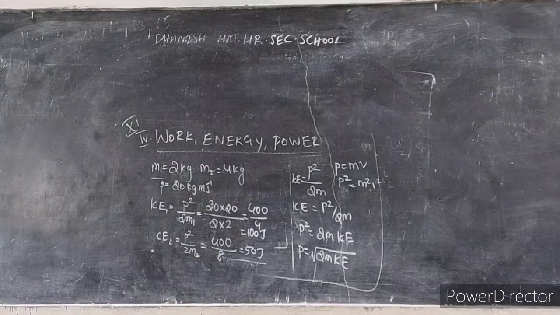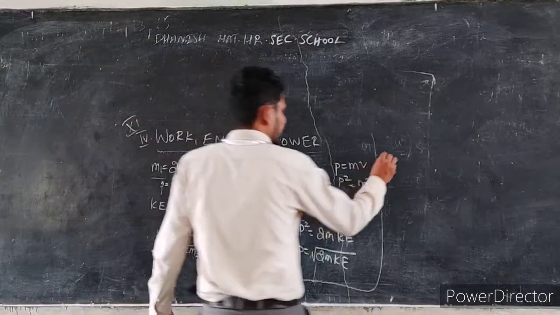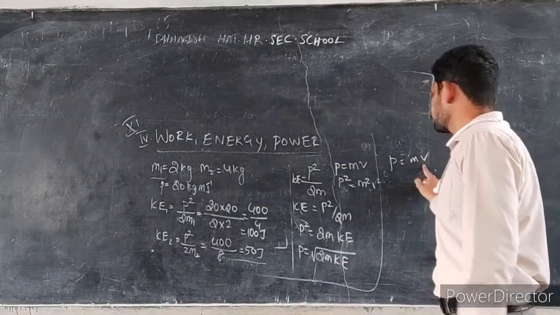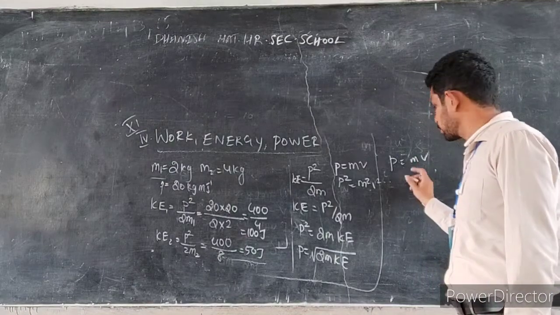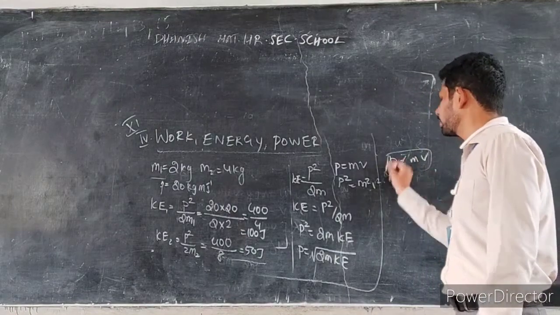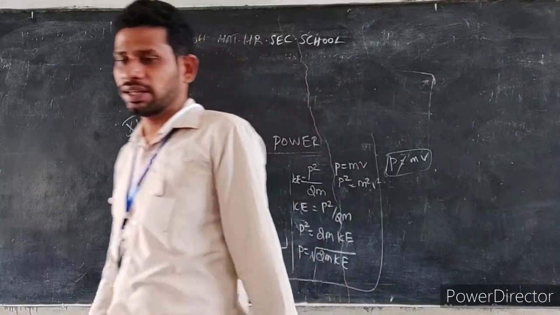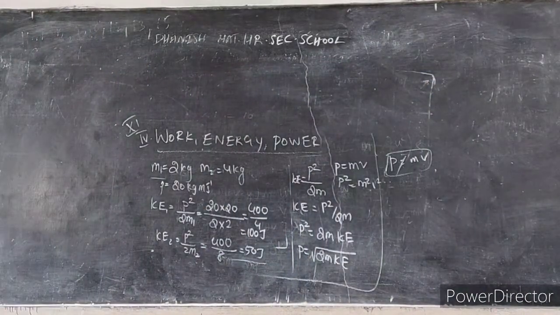Okay. Will they have the same speed as the momentum? Momentum p equals m v, mass into velocity. Both have different masses, so they never have the same speed. Do they have the same speed? No. They have different velocities, with the same momentum.